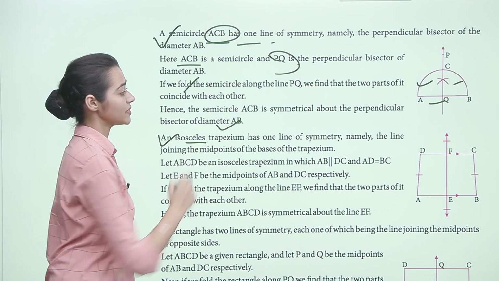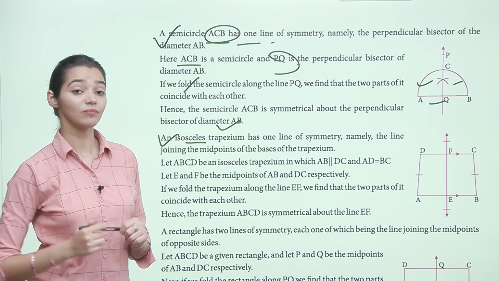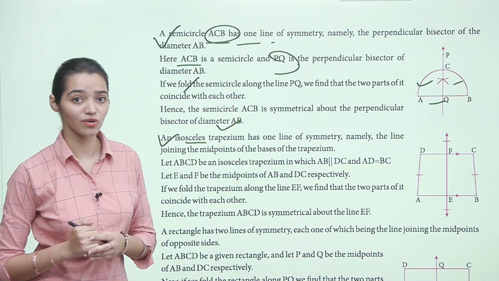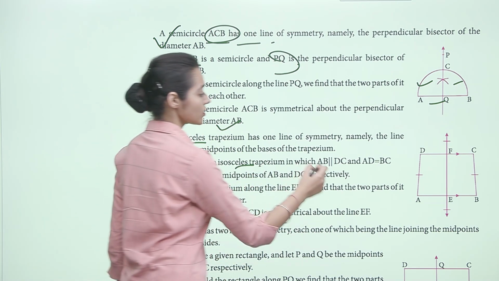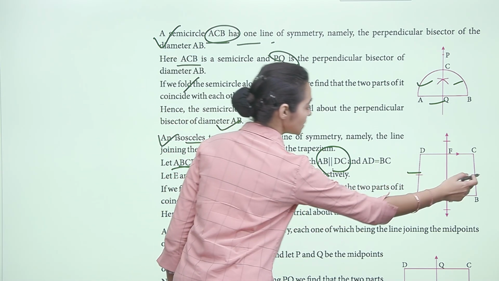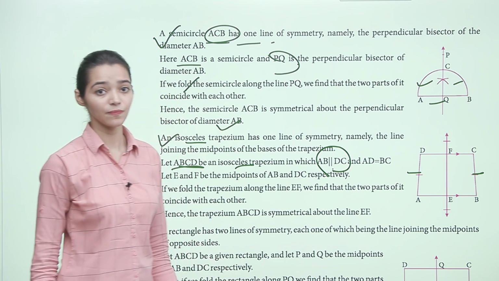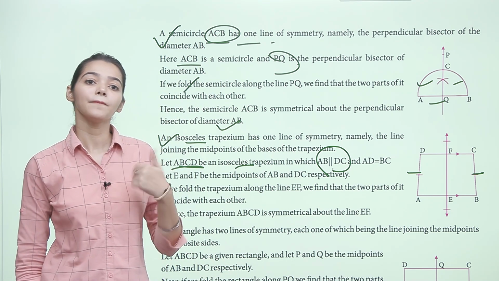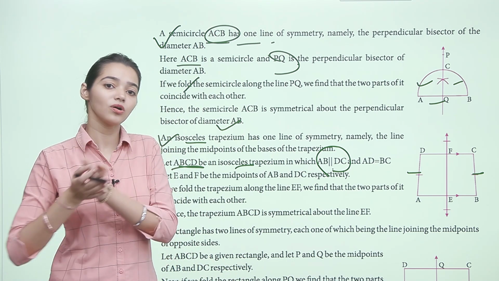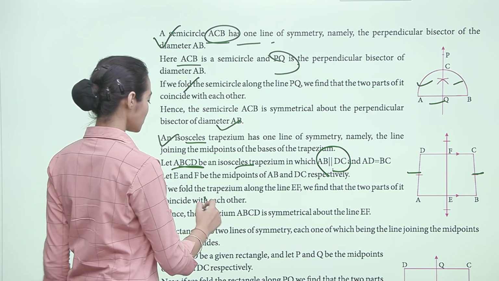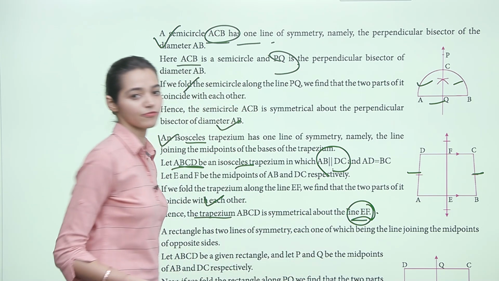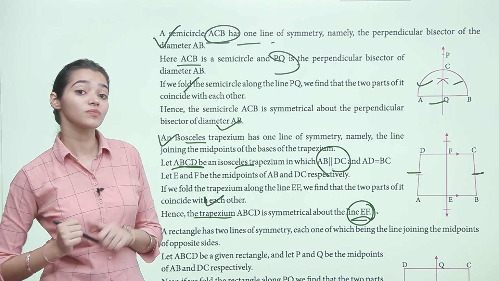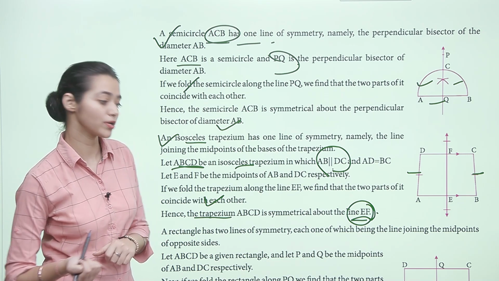Now an isosceles trapezium has one line of symmetry, namely the line joining the midpoints of the parallel sides of the trapezium. Let ABCD be an isosceles trapezium, in which AB is parallel to DC and AD is equal to BC. Now let E and F be the midpoints. If we fold the trapezium along the line EF, then the two parts coincide with each other. So the trapezium is symmetrical about the line EF.